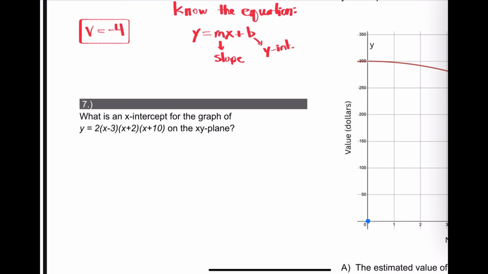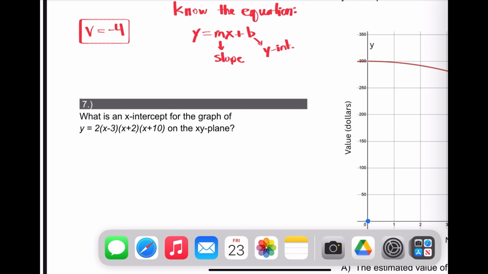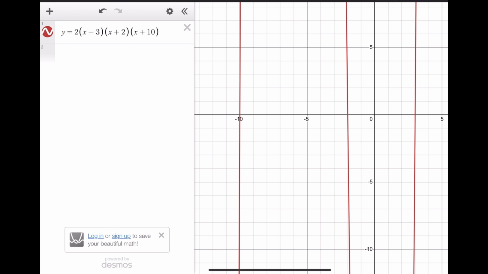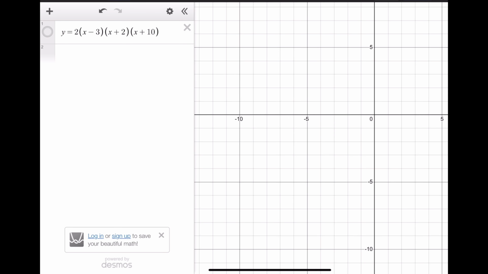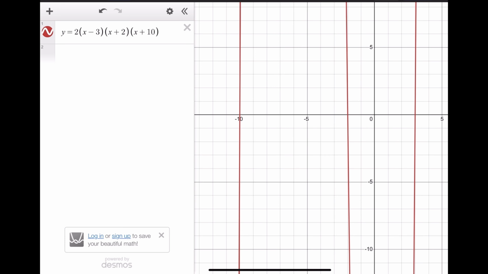This says, what is an x-intercept for the graph of that expression on the xy plane? Okay, there's two ways to do this. I would suggest just graphing that expression on Desmos. You could pull up your graphing calculator right on the test that's provided, and you could type that all in. I already have it typed there, and you would see an x-cubed graph that goes up and then down and then up again. And each of these points is an x-intercept. That's what they're looking for. That's where it crosses the x-axis.